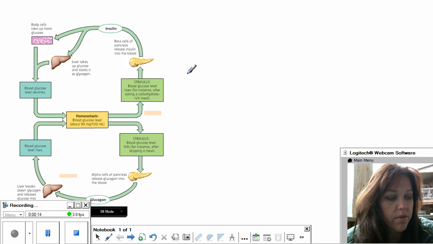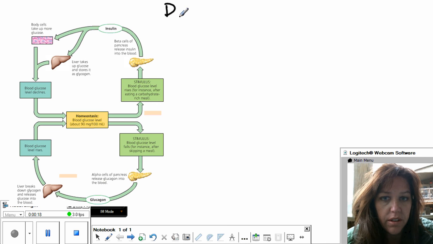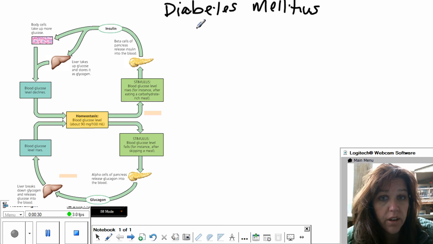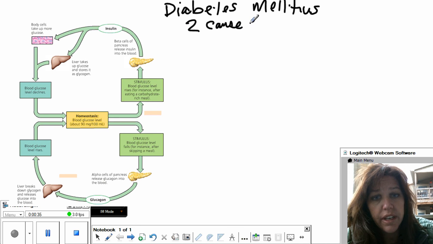I wanted to go over something we did not cover from the chapter, but you do need to read about and understand diabetes. I think someone brought it up in class, diabetes mellitus. This is when you can't control your blood sugar, and there are two main causes. Now that we reviewed what happens when the blood glucose rises, beta cells from the pancreas release insulin.